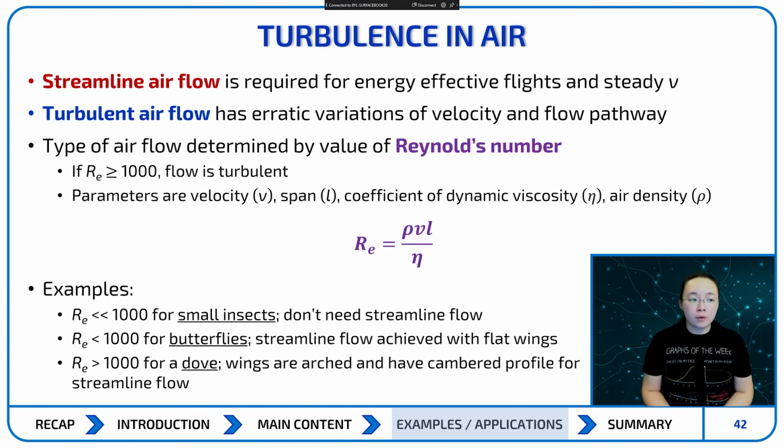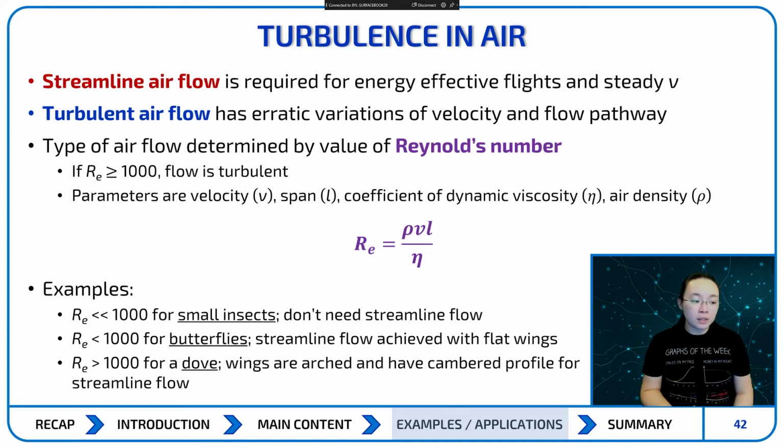The type of airflow that you have, whether streamlined or turbulent, is going to be determined by something called a Reynolds number. If any Reynolds number that you calculate for a specific object is greater than or equal to 1,000, then your airflow is considered turbulent. And in order to calculate the Reynolds number, you have to know the air density, rho, the velocity of the object, L, which is your span, and eta, or the little n over there, which is the coefficient of dynamic viscosity.